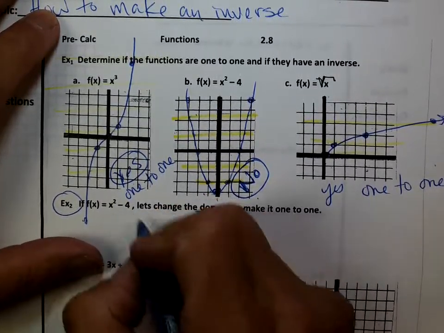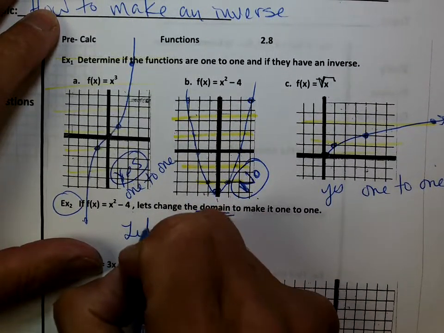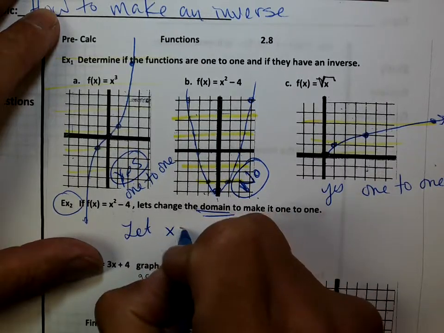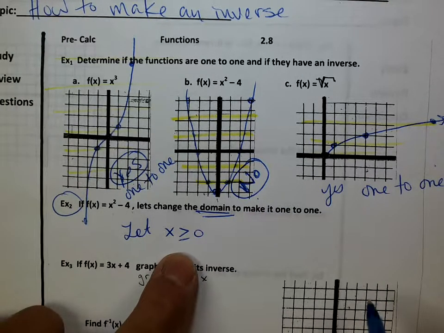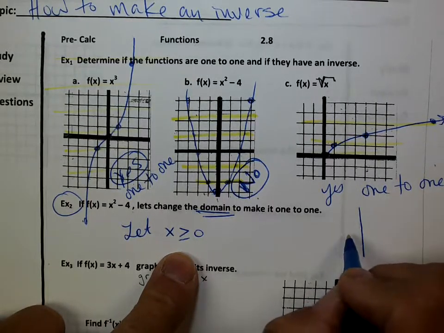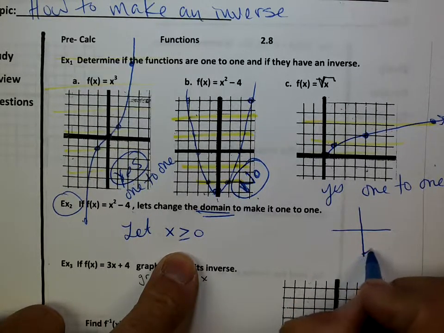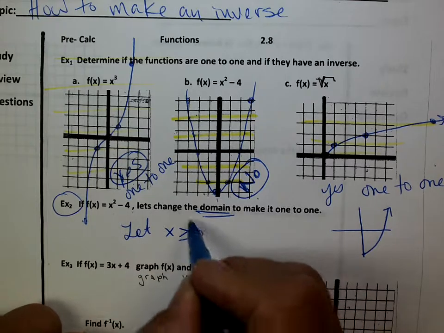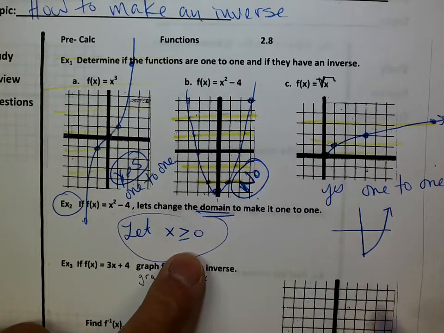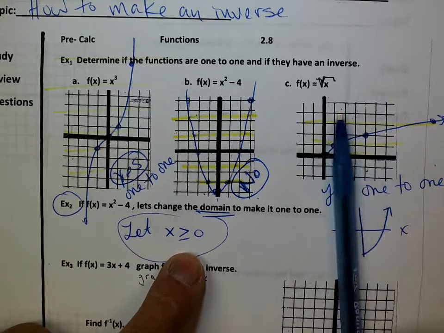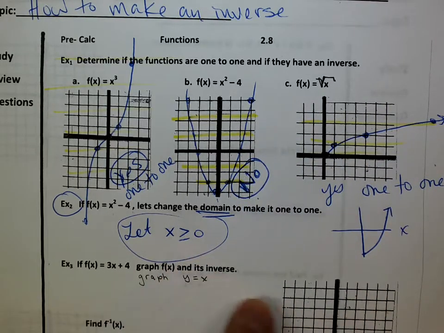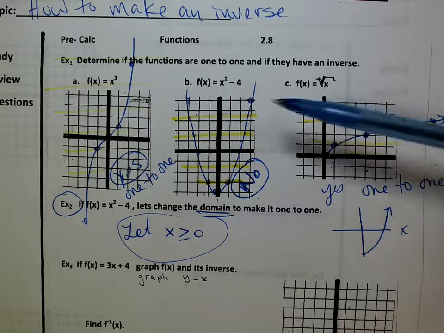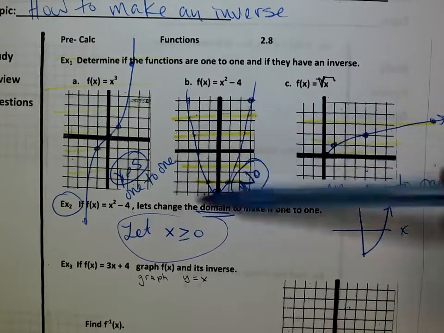and say, let's let x only be greater than or equal to 0. If I were to graph that, it would look like this. I'd only graph it from x being greater than or equal to 0, right? And the back half wouldn't be there. So what I can do sometimes is fix a function, change its domain so it will be one-to-one.